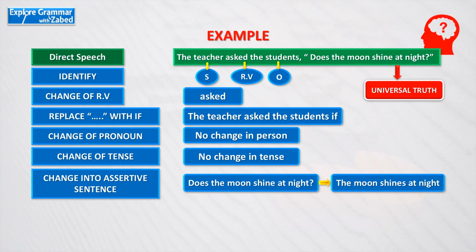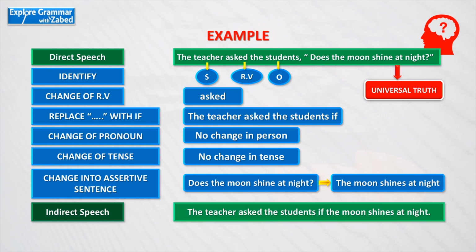Step 7 is the change of words denoting time and place. As there are no such type of words, this step won't come. And step 8 is to use period or full stop instead of question mark or sign of interrogation. So, after implementing the last step, the indirect speech will look like the teacher asked the students if the moon shines at night. You have looked into examples of various types of questions which got converted to indirect speech.